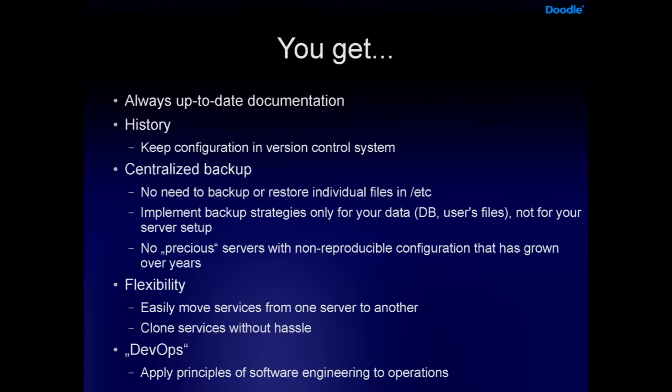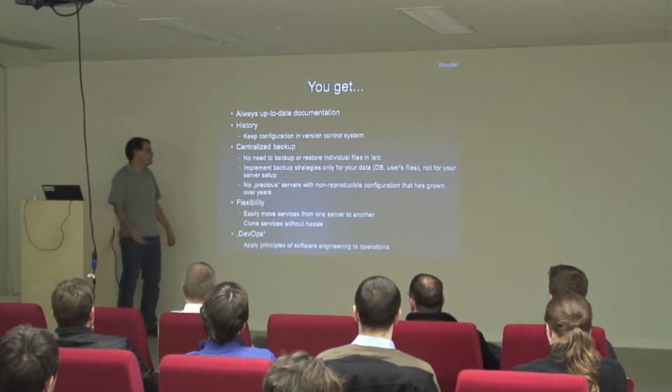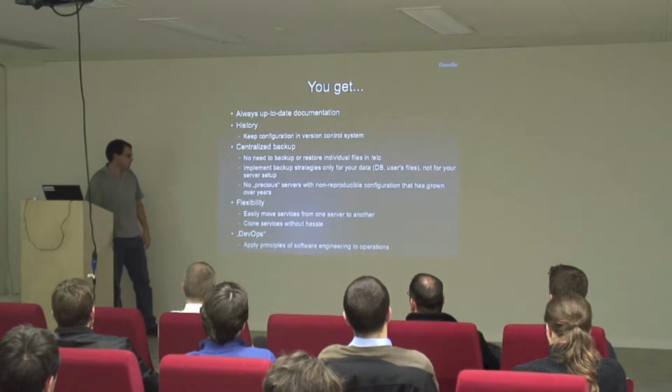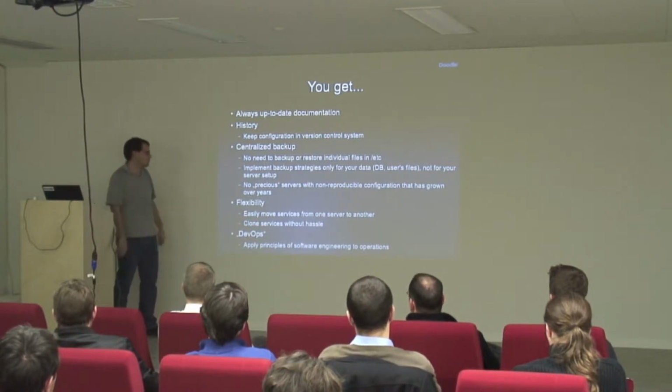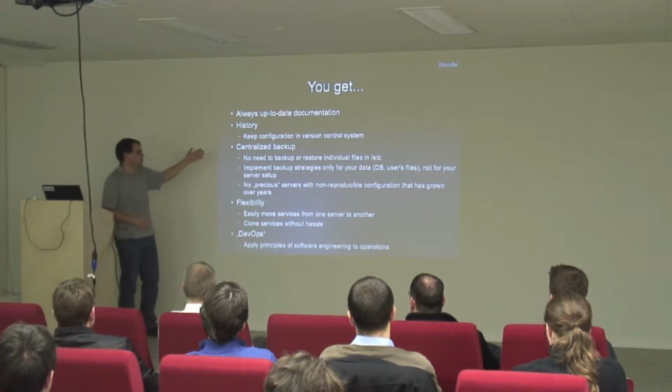So by using Puppet, what you get is up-to-date documentation, because Puppet describes what your server should look like, or actually looks like. You can keep the configuration in any version control system, so you get the history with all the changes. You get a kind of centralized configuration backup.